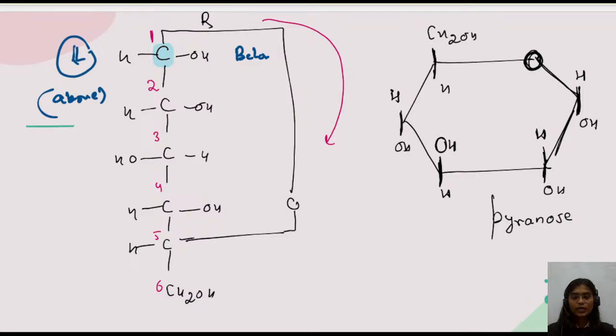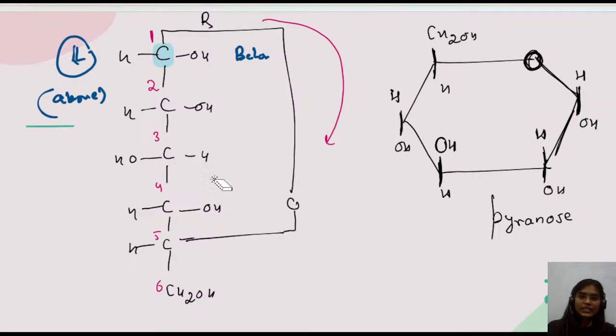Yes, please. Any problem with the structure? Is this point clear, how to draw or not? In biochemistry, the glucose structure is the only thing, okay? Otherwise, everything is just theory only. I guess it's clear. Okay, good.